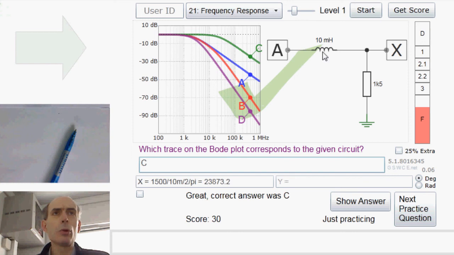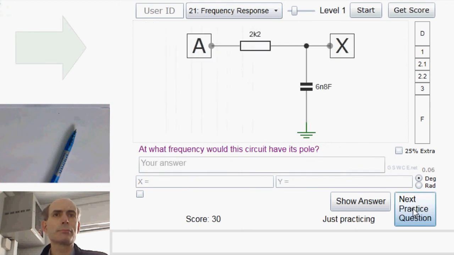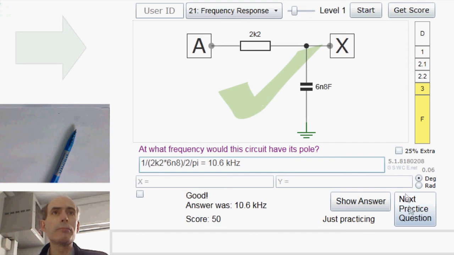If I'd calculated the pole frequency and found it was around about here, I would have to look at the gradients of these slopes and notice that A is dropping by about 20 dBs per decade, whereas B and D are both dropping at around 40 dBs per decade. Well, if there's only one pole, and here we only have one pole, since there is only one reactive element, the answer must have been A in that case. But here, it's C. What frequency would this circuit have its pole? Well, 1 divided by the time constant, divided by 2 divided by pi.